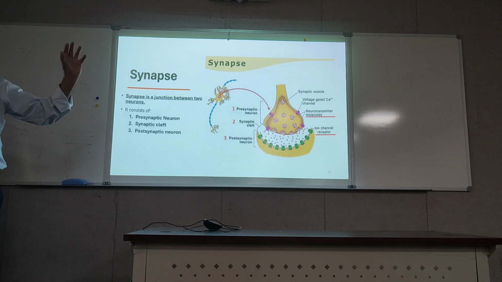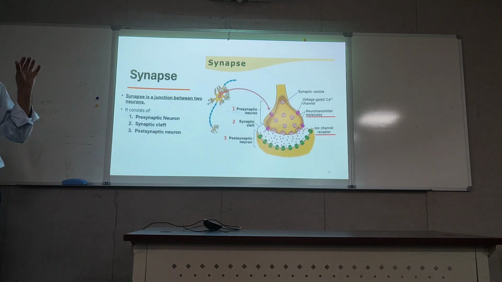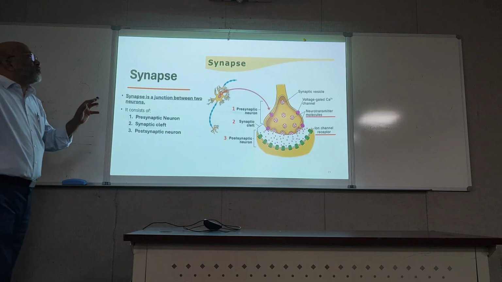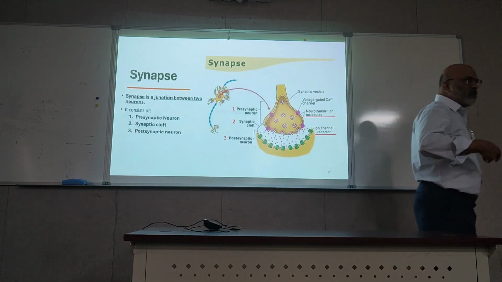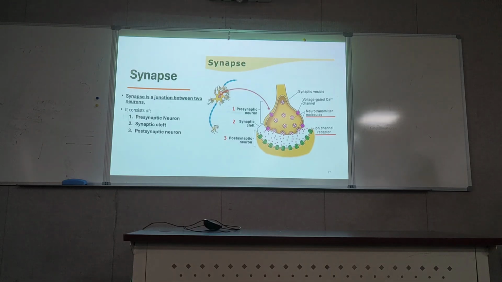What do you see inside the presynaptic neuron? Don't go to the next slide. What do you see inside the presynaptic neuron? Neurotransmitter. What is a neurotransmitter? Very good. I did not teach you, the slide is after 10 slides. Yes, can you tell me? He said it is a chemical. What is the purpose of a neurotransmitter?